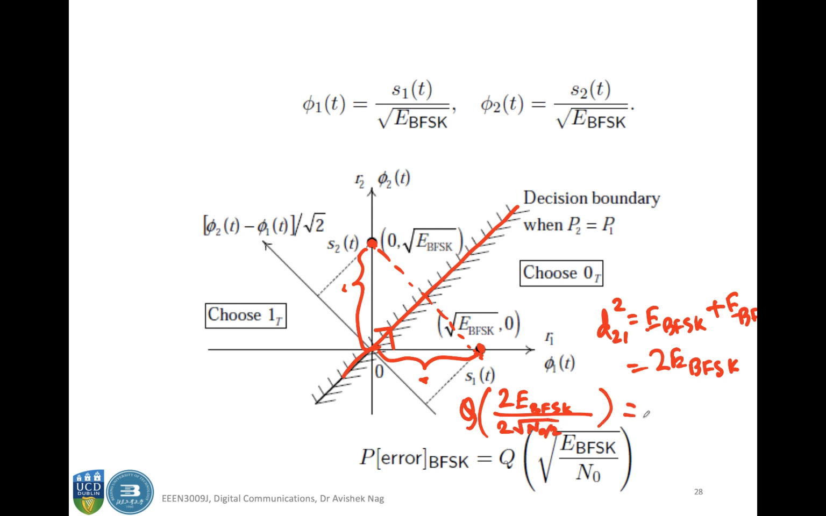Now if you simplify this, d21 square is this, so this will be a square root. If you simplify this, this will be Q of the square root of EBFSK by N0, which is already written here. So you can easily calculate the probability of error like this.